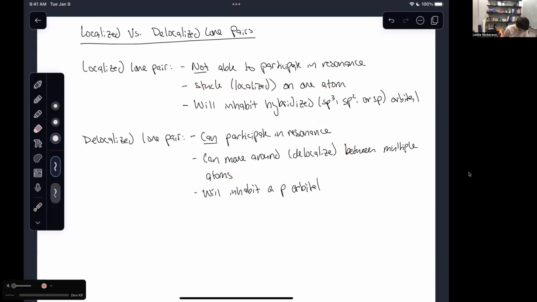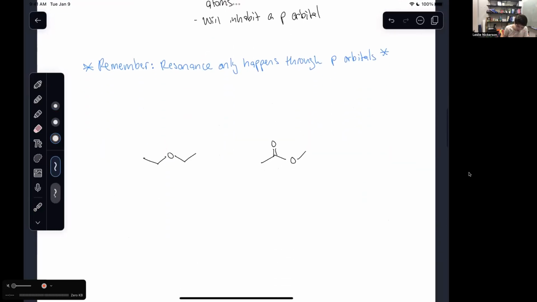So with that, we want to always keep in mind that resonance only happens through p orbitals. If you've got a lone pair that you are incorporating in some sort of resonance structure, that lone pair must reside in a p orbital in order for that to happen. So let's look at a couple of examples here.